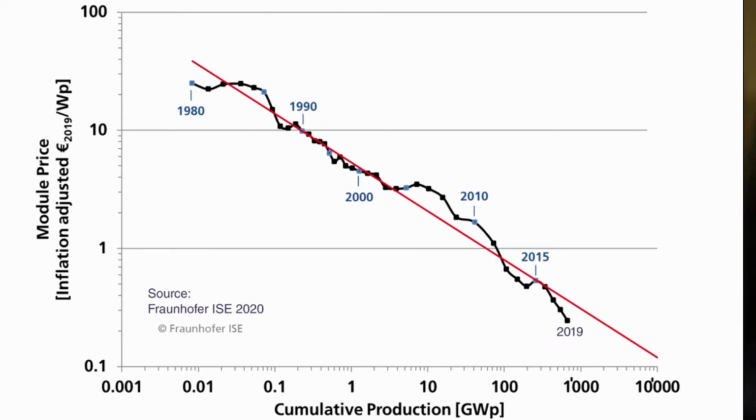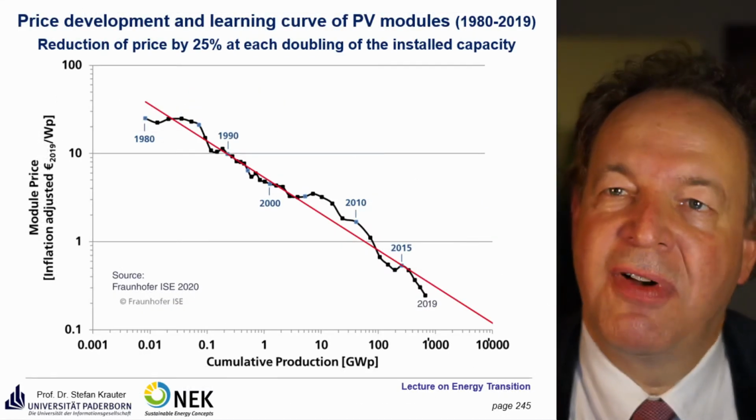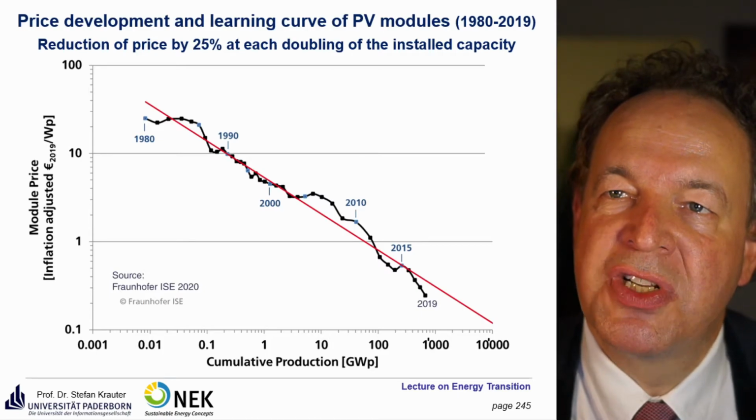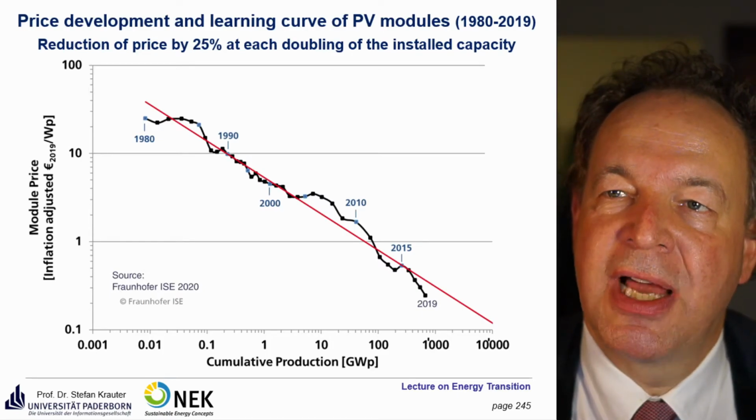So nowadays, if you have a 1 kilowatt generator and costs of 0.2 euro per watt, that means you only pay about 200 euro for a 1 kilowatt generator. Not an installed generator, but the module costs went as low as that. On the x-axis, you also have logarithmic scaling. This is the cumulative production. You see here that a price reduction of 25% occurs for each doubling of the installed capacity.